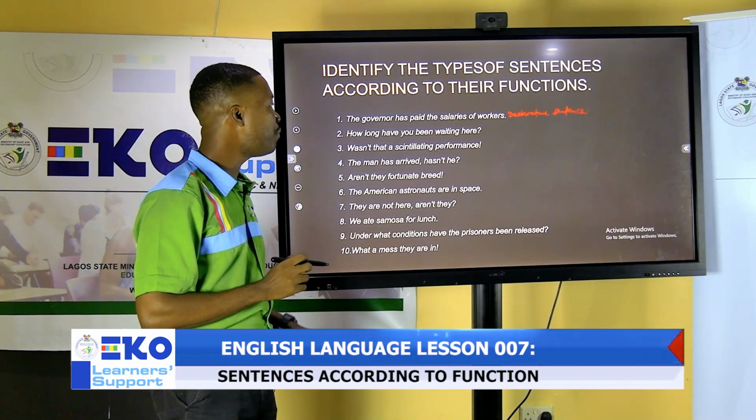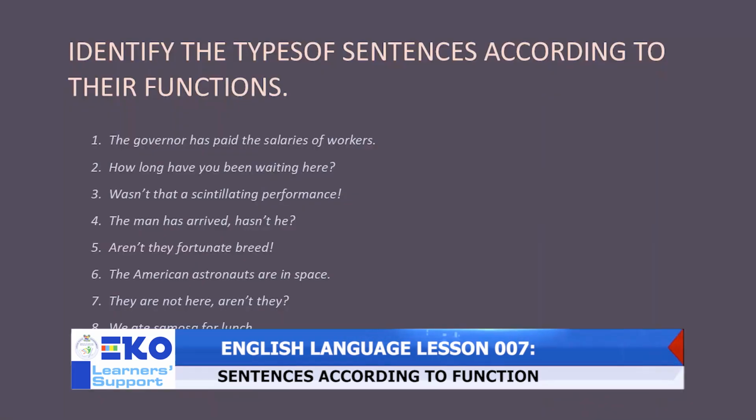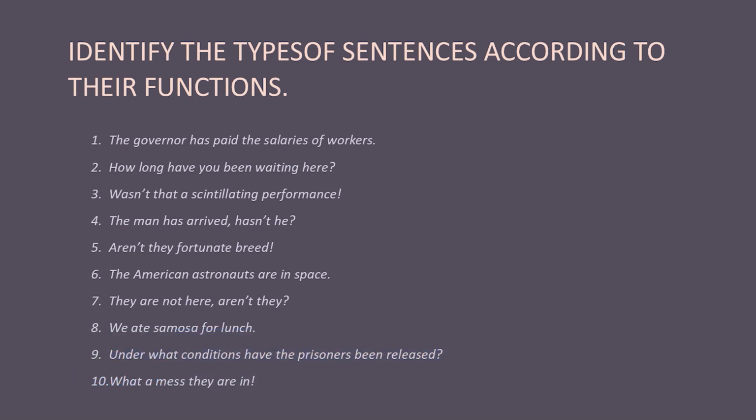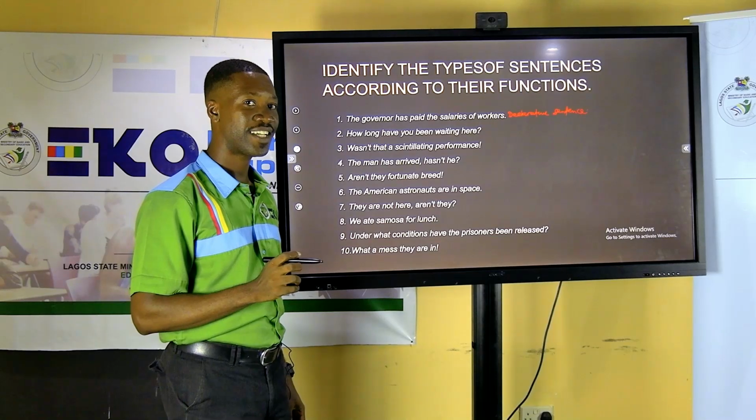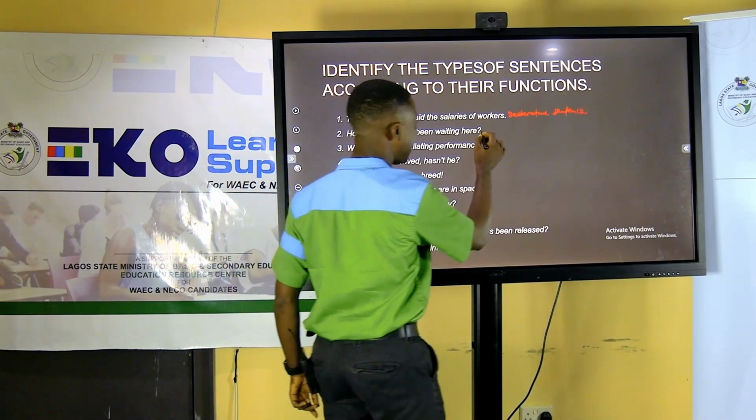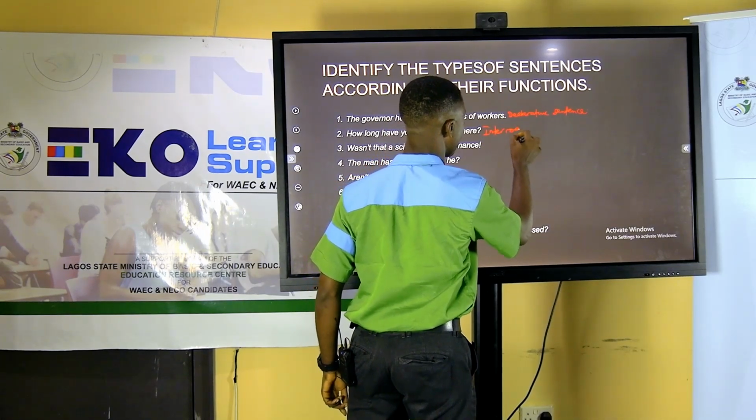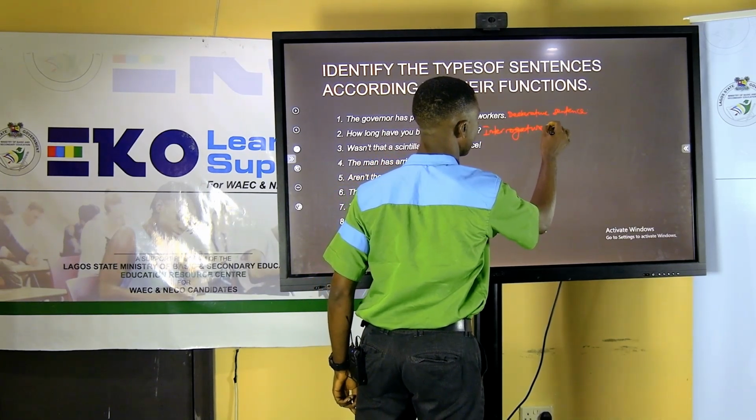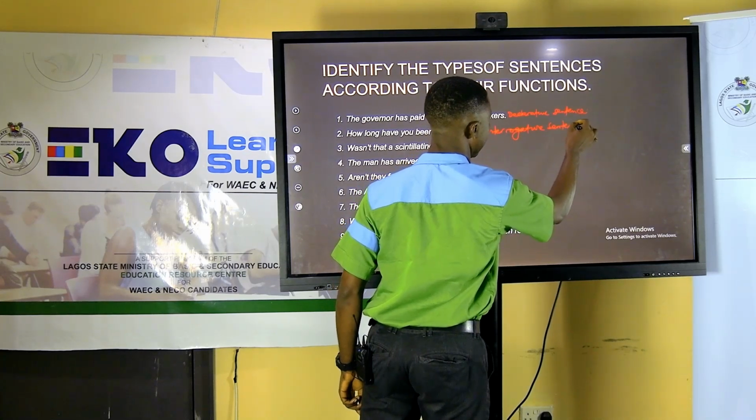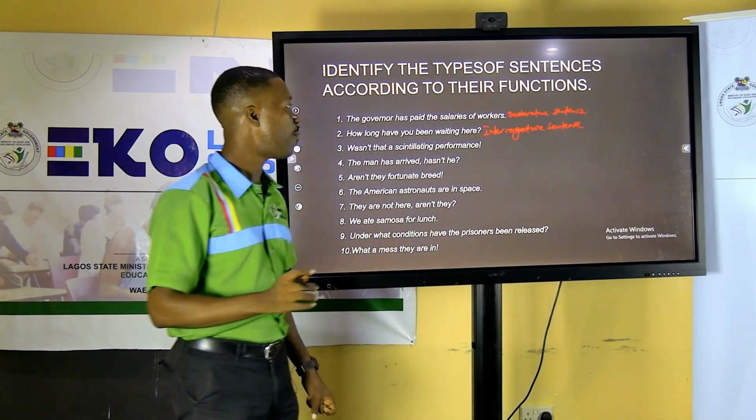The next one. How long have you been waiting here? Can you identify what type of sentence this is? Beautiful. Good. It is an interrogative sentence. You're catching up well.